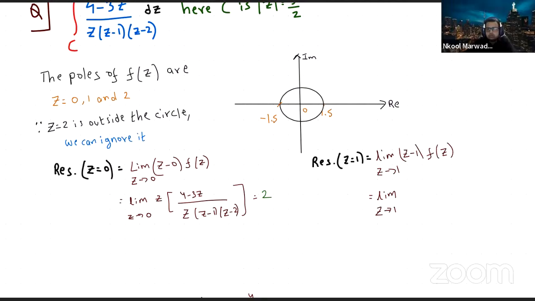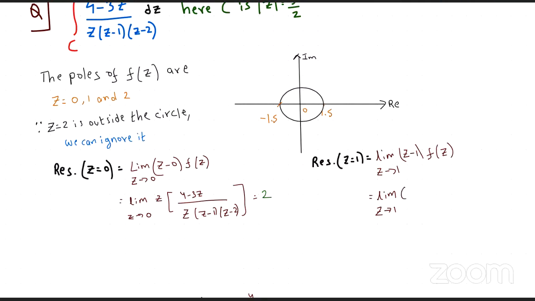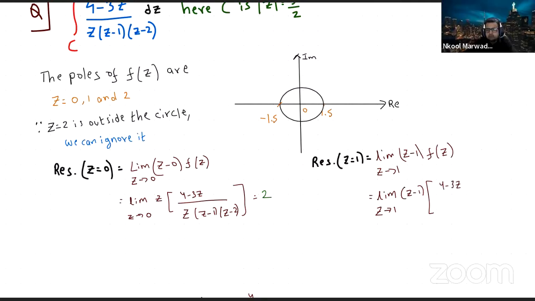I think you made a small mistake. Check it. So z minus 1 and f of z, if I put it, it will be 4 minus 3z. It will be minus 1. Yeah, that is right, because it's 1. z minus 1, z minus 1.